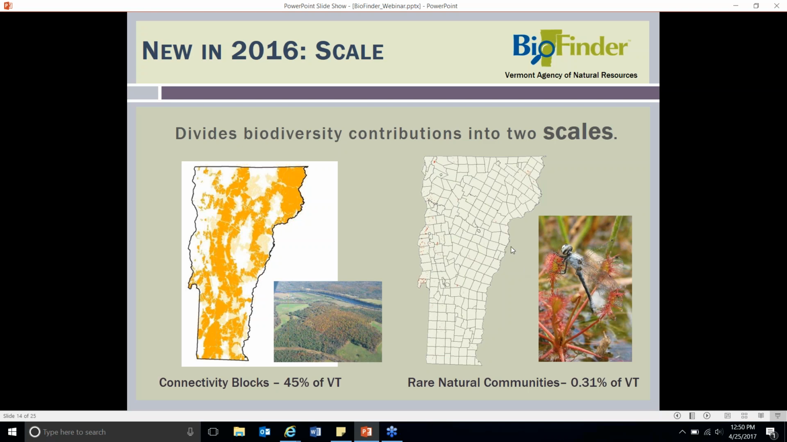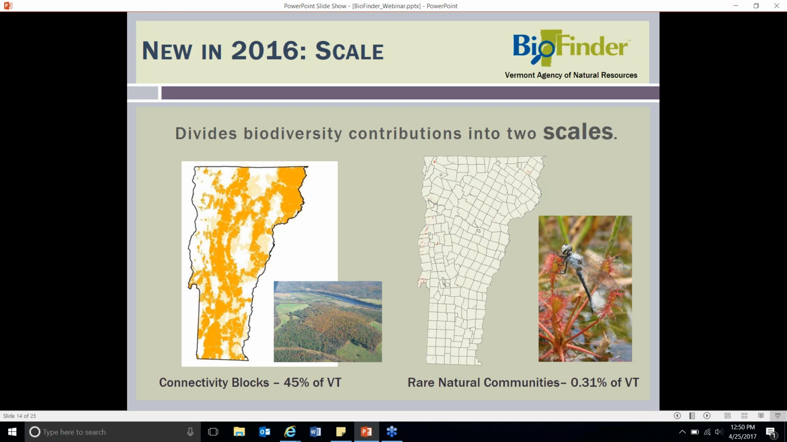And then on the other hand, we have something like a rare natural community. These are very small. They take up a very small land area in Vermont. But when we go to thinking about what to do about them, these are also resources that are much more sensitive. Some of these take up only an acre of land, and so a single activity on that landscape could significantly impact the resource itself.